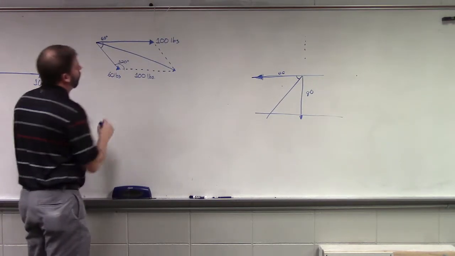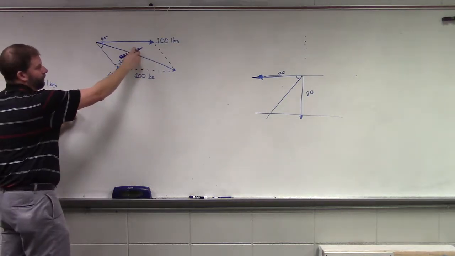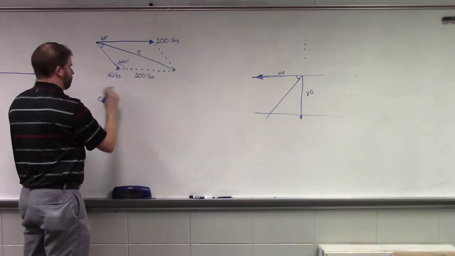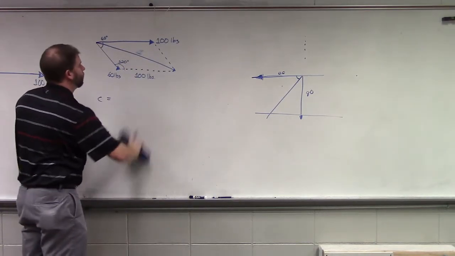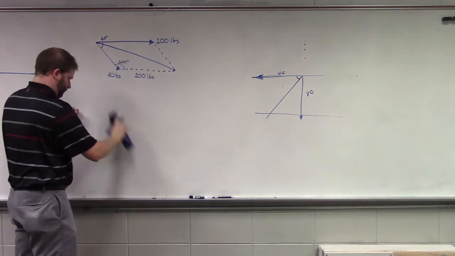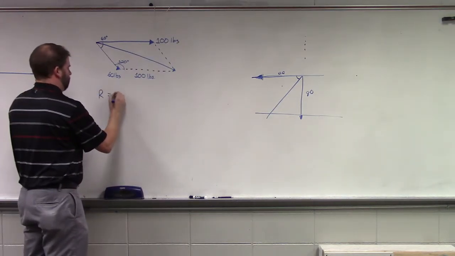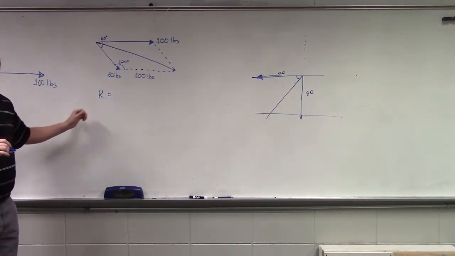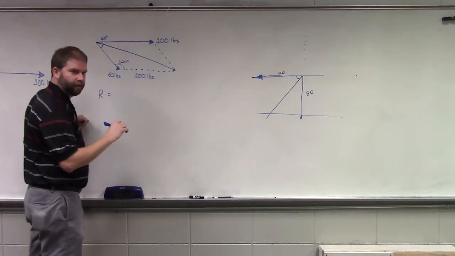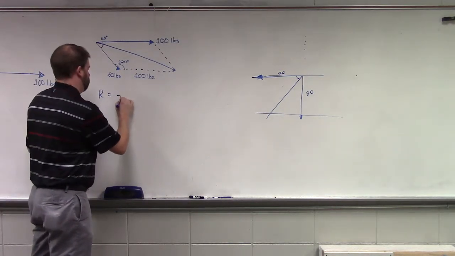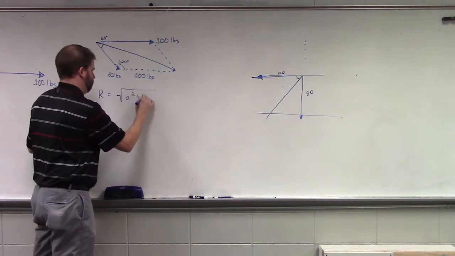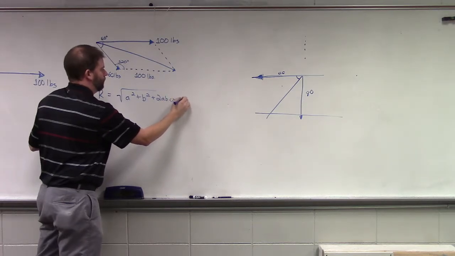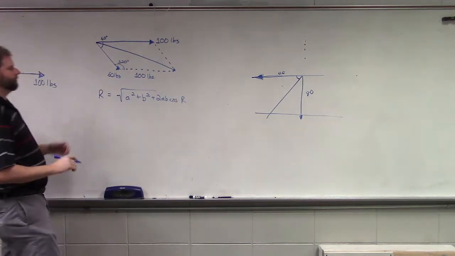So, what do we want to figure out? We want to figure out this side, so we'll call that R, consistent with the language used in the book. So what does the law of cosines tell us? What does R equal? Square root of a squared plus b squared plus 2ab cosine of the angle.